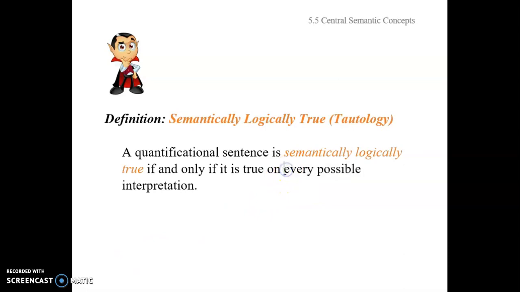I mean, if you think about it, there's infinitely many possible interpretations out there. There's all the interpretations that have just one object. There's all the interpretations that have just 2 objects. There's all the interpretations that have just 3 objects, and so on into infinity. And it has to be true on every single one of them. That's the requirement here. So let's look at an example for a second.